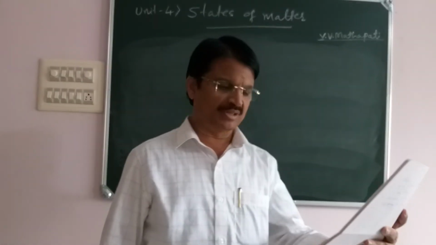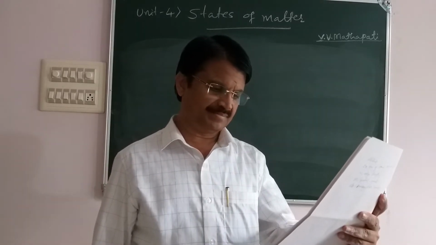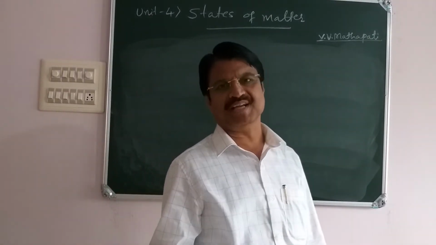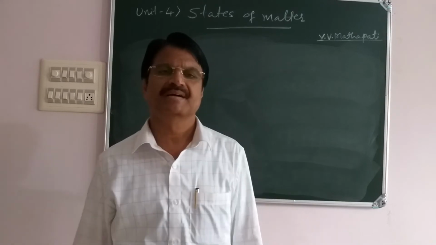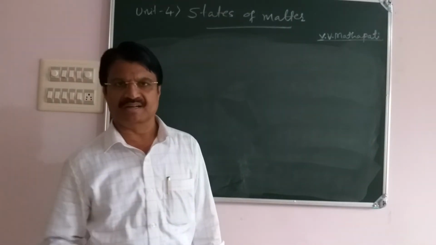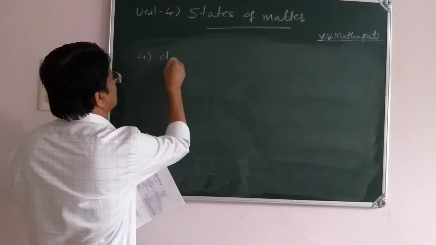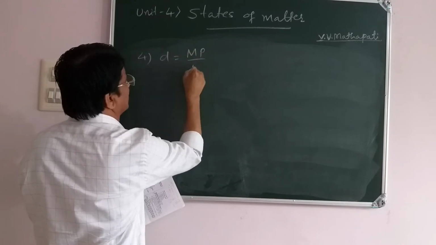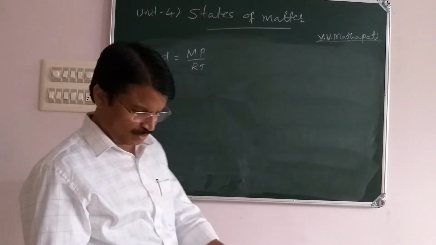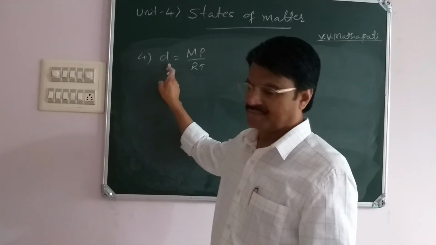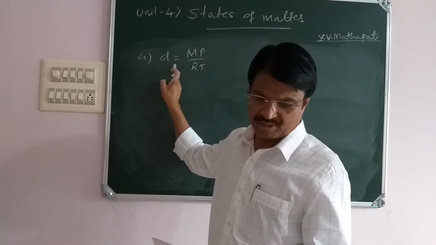Question number 4 is based on density. Today I told the density relationship between density and molecular mass of gas: D equal to MP by RT. You have to practice this well. Question number 4: use this formula D equal to MP by RT, because they give the density of the gas at 27 degrees and 2 bar pressure.